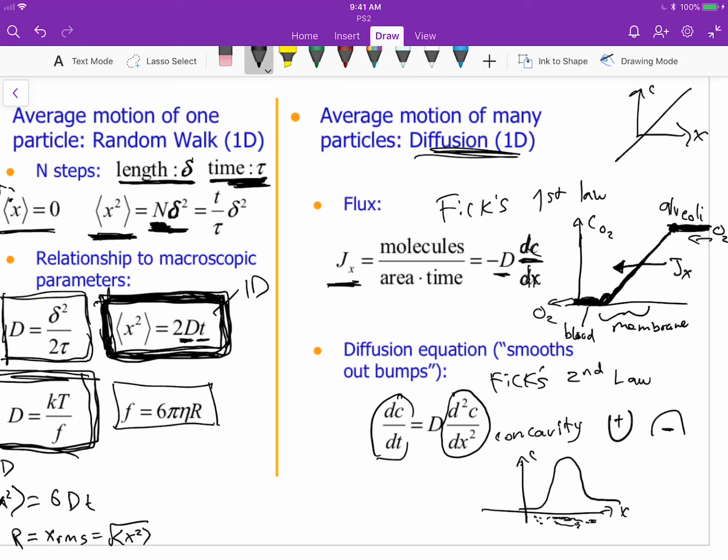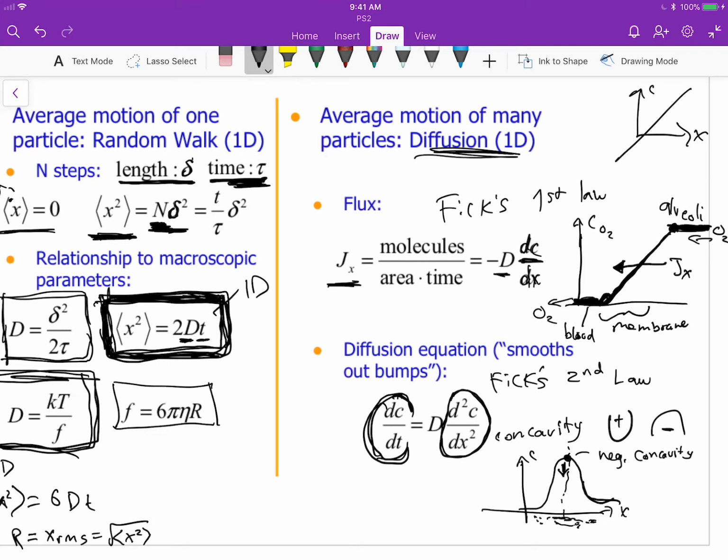And so this equation basically tells you, for example, we could look right here and we could say, okay, right here we have a negative concavity, right? So that means that this concavity is negative, so the concentration with respect to time at that point is going to decrease, so we know the concentration will decrease right here.